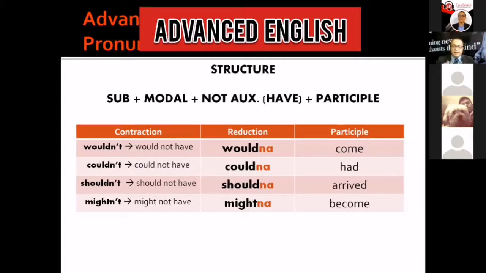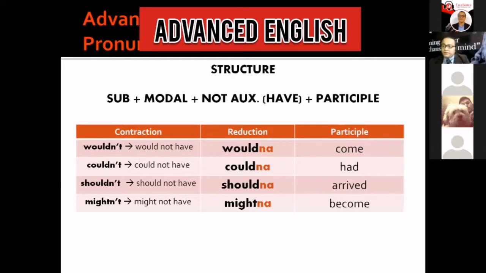Nice. Might not come. Might not had. Might not arrived. Might not become. Now fluency, straightforward: might not come, might not had, might not arrived, might not become. Might not come. Might not had. Might not arrive. Might not become. Exactly. Okay, very good. So perfect.